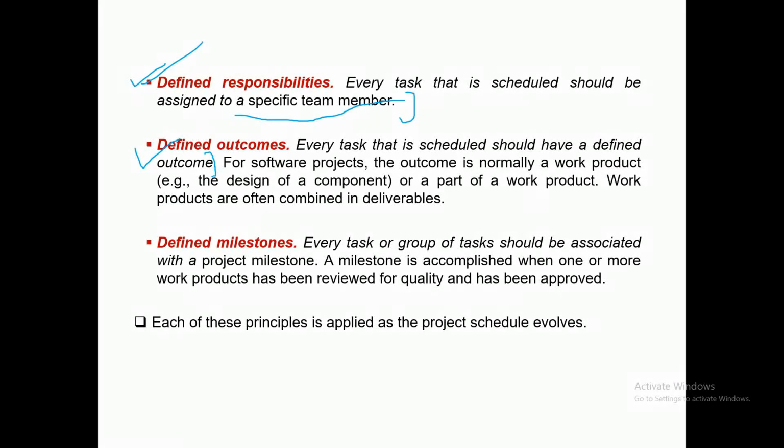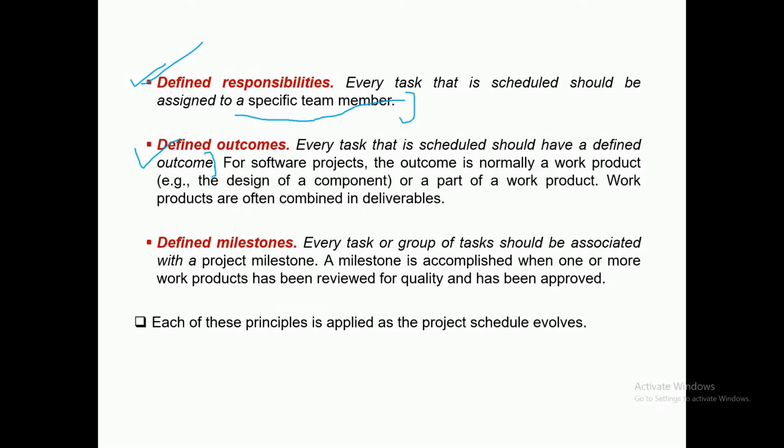It should not happen that you have told someone to do this work, but you don't expect something out of that activity. Each and every task that is scheduled should have a defined outcome. For software projects, the outcome is normally a work product, the design of a component.